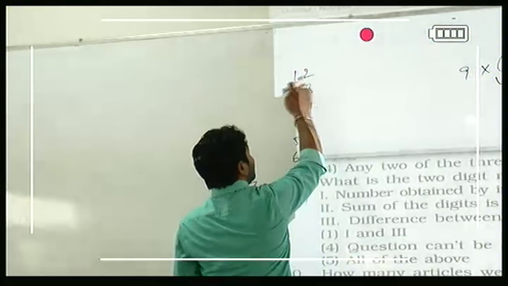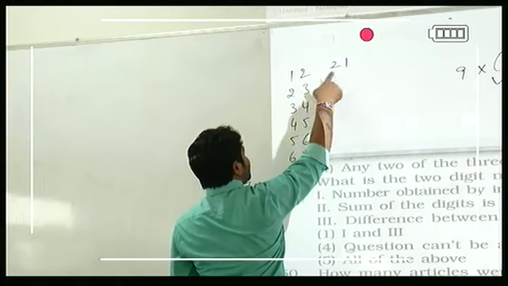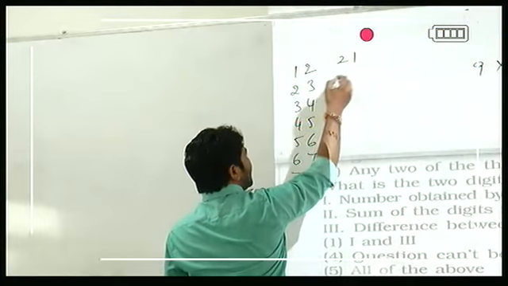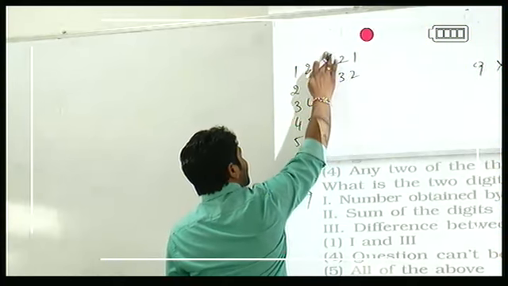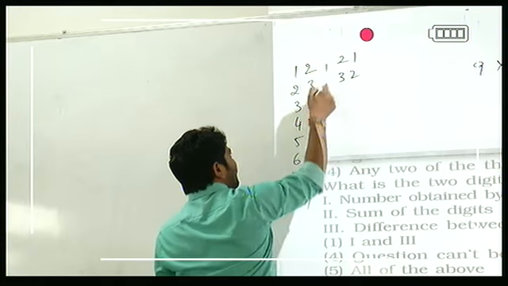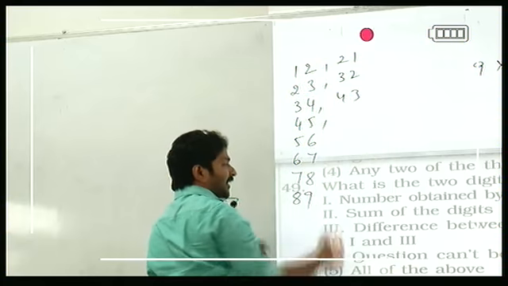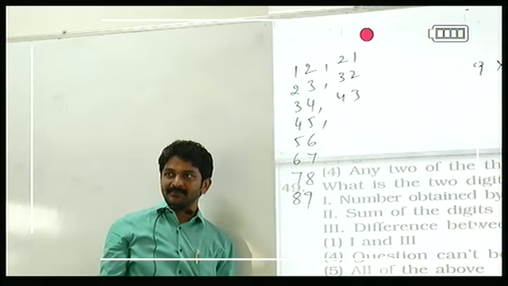Interchange the digits. 21. How much is the difference? Interchange the digits. How much is the difference? 9. So everywhere, if you interchange these numbers, you will get a difference of 9.